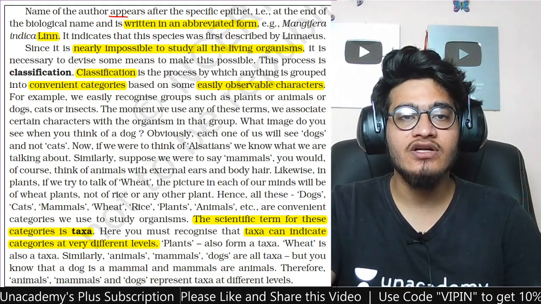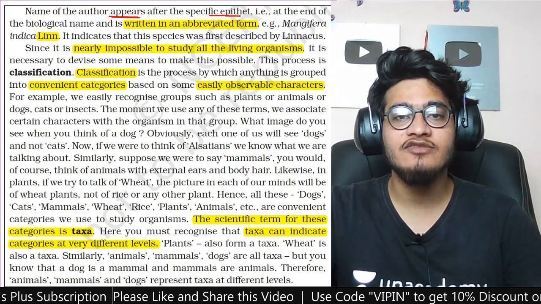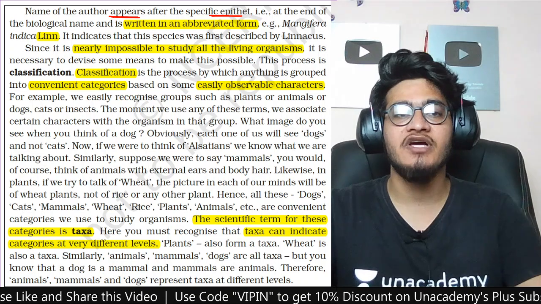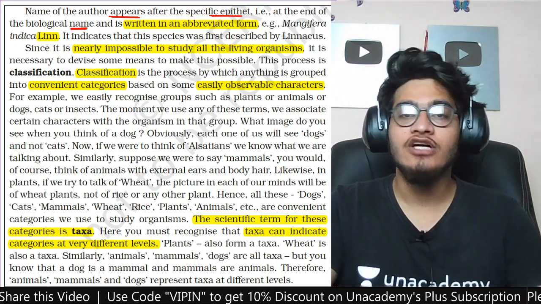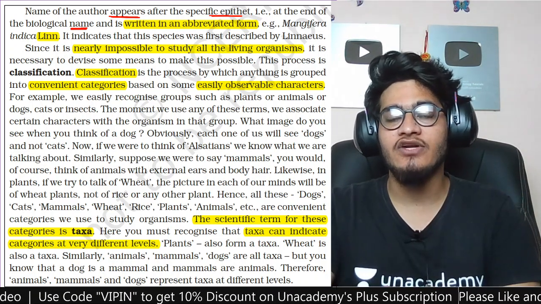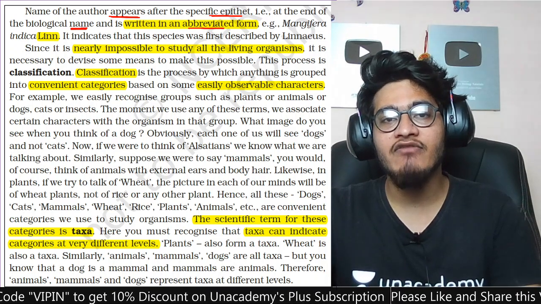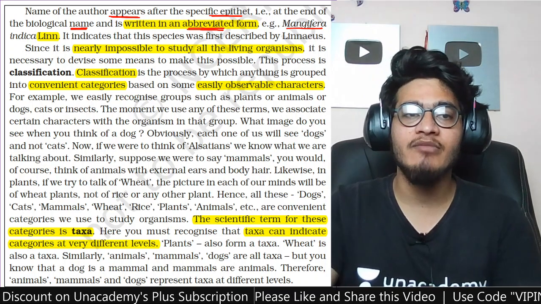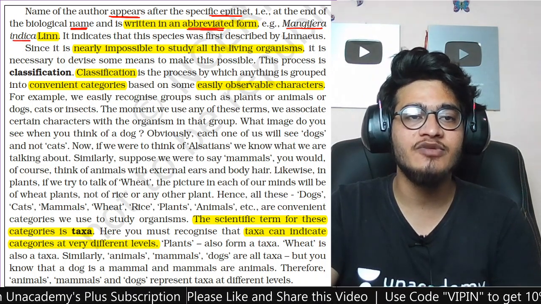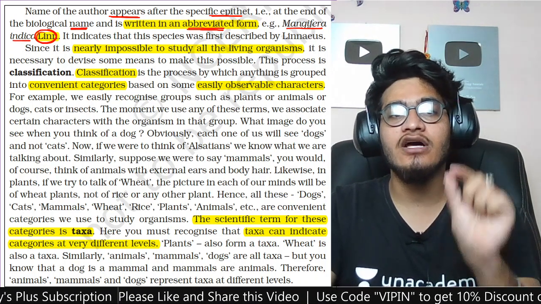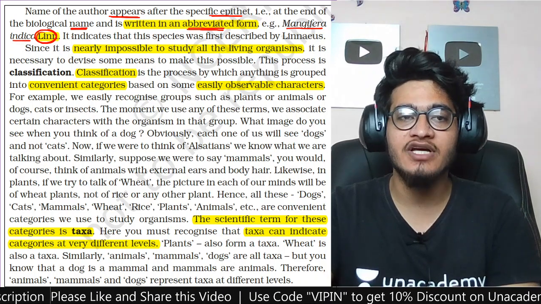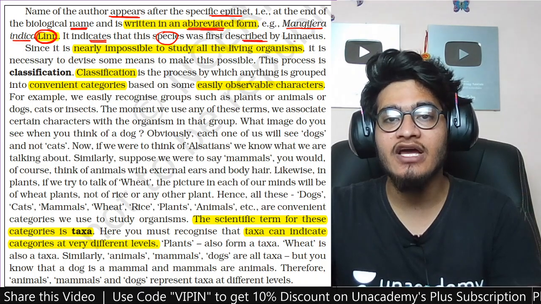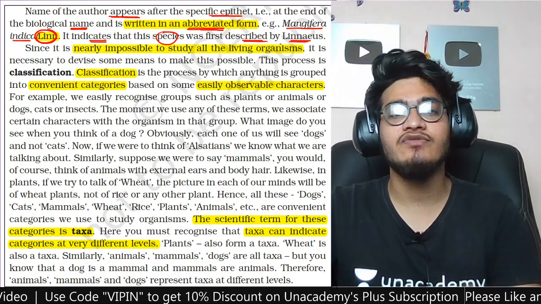The name of the author appears after the specific epithet. Sometimes the name of the author also appears at the end of the biological name. The full name of the author is not taken into consideration. It is written in abbreviated form or short form. For example, Mangifera indica Linn., where Mangifera is the genus, indica is the species, and Linn. is written in the Roman script or the basic English script, which indicates that this species was first described by Linnaeus. So this species was first given by Linnaeus.